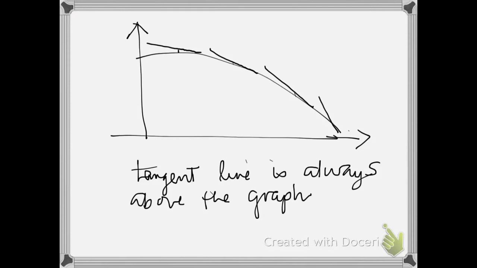I don't know if that makes sense. Hopefully that makes sense. Since we use the tangent line to approximate the value, then our approximation value will always be greater than the actual value, because the tangent line is always above the graph anywhere in the interval. Does that make sense? Okay.